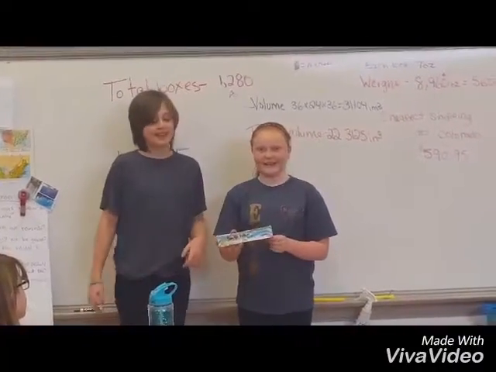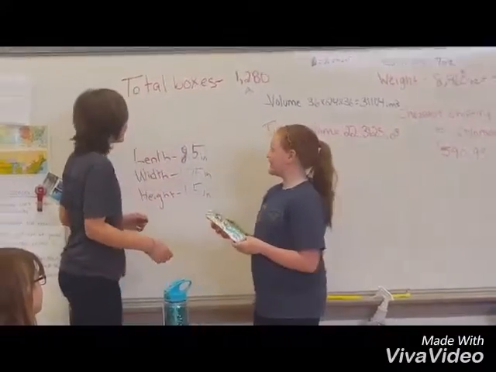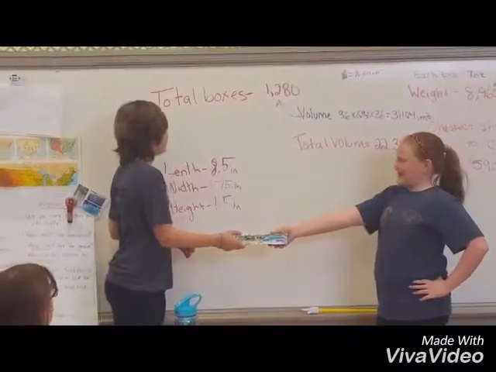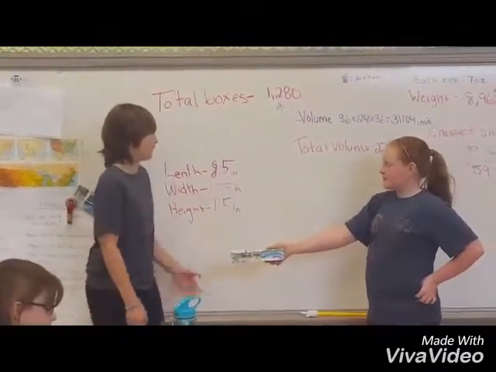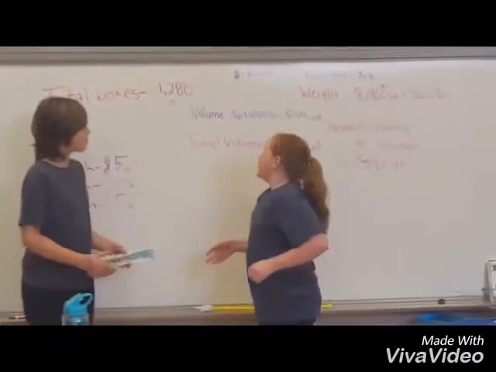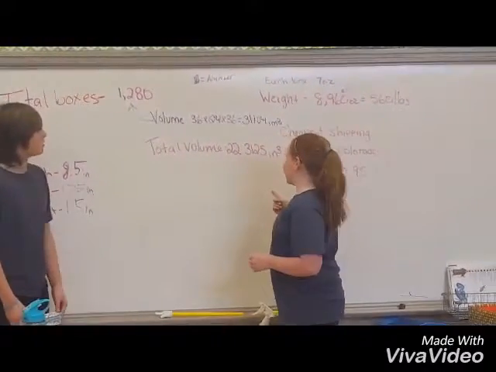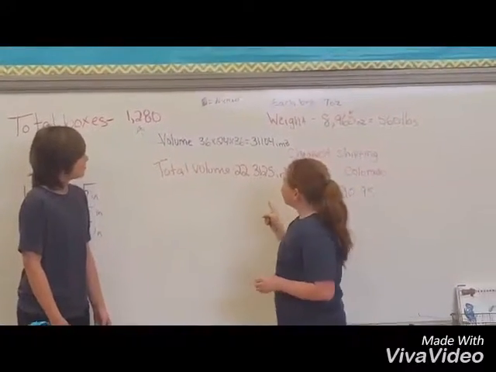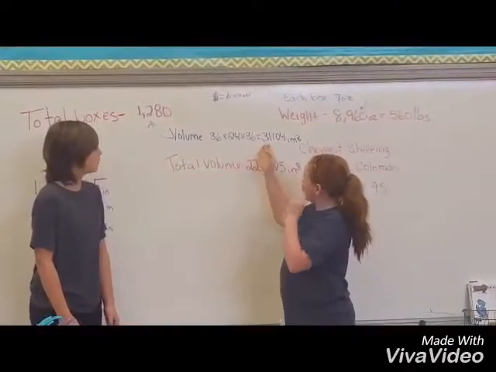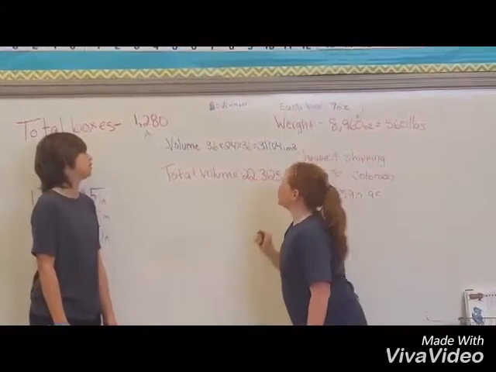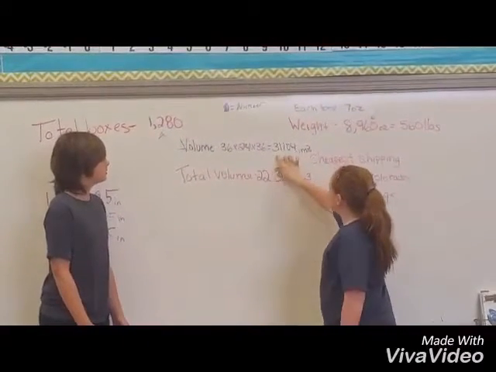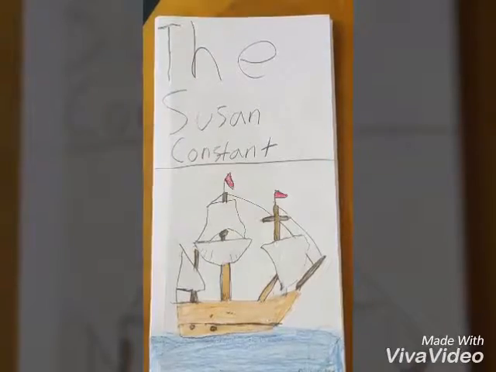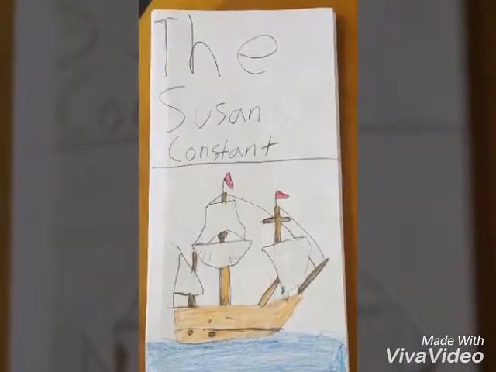Toothpaste box. The brand is called Sparkle Paste. The dimensions are 8.5 inches by 1.75 inches by... The total volume of one box is 22.3125 inches. The volume of a big box is 31,104 inches.